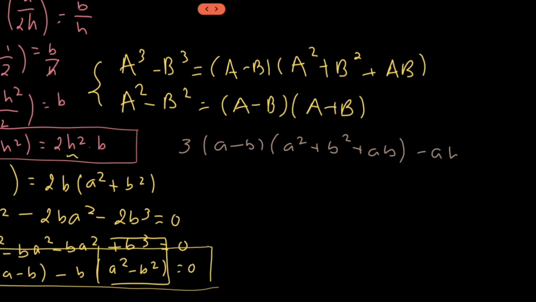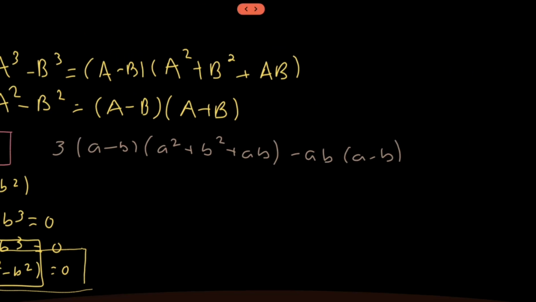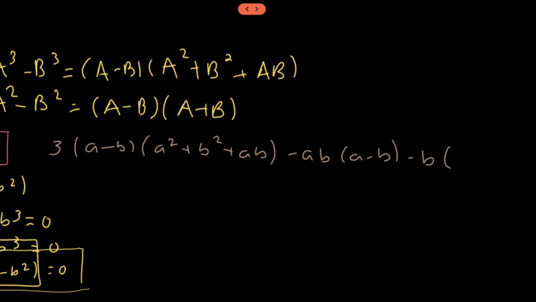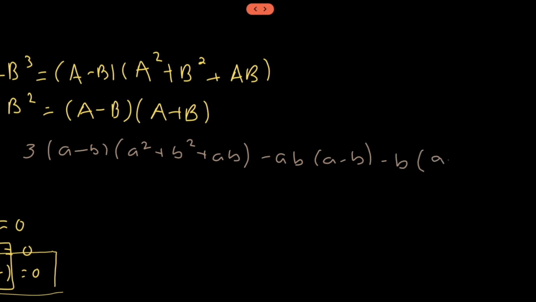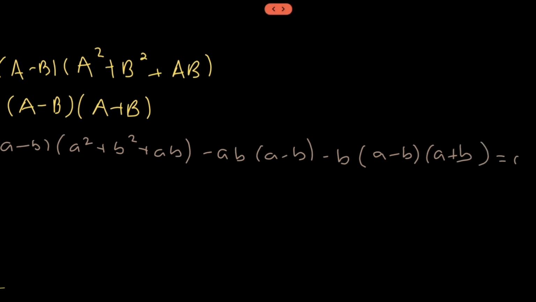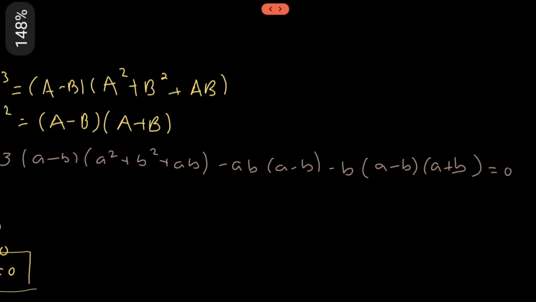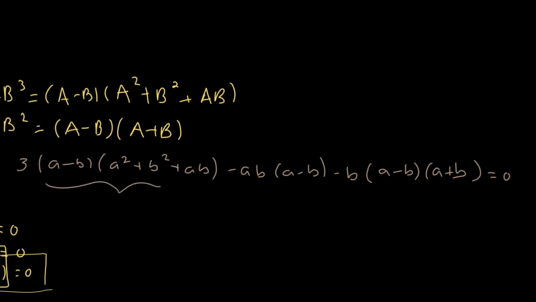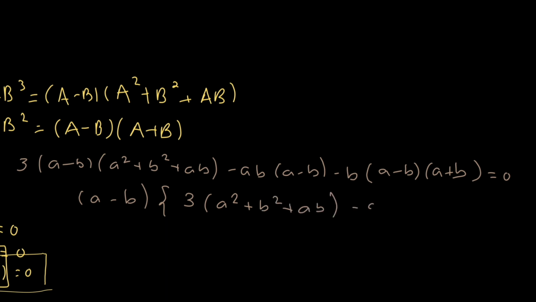Negative ab multiplied with (a minus b) as it is, and at the last, negative b multiplied with a² minus b² will turn out to be (a minus b) into (a plus b). In the first and the last bracket I used the identity to open it a little bit. Now from all these 3 terms I can take a minus b common. So with a minus b taken common, inside the bracket I get 3 into (a² plus b² plus ab) minus ab, negative b multiplied with (a plus b), and this thing is equal to 0.